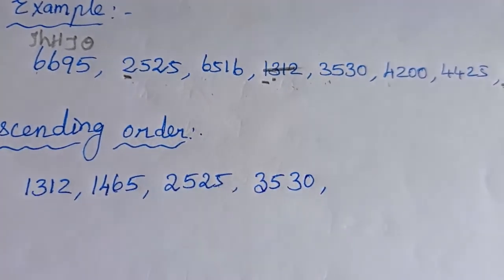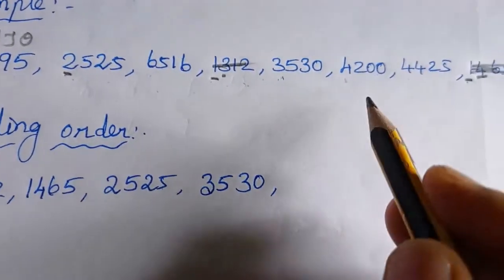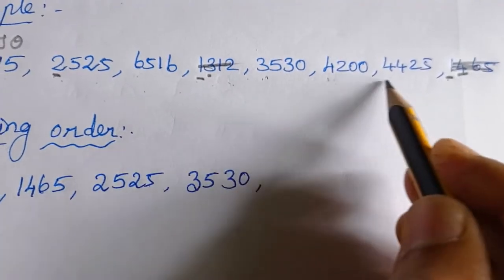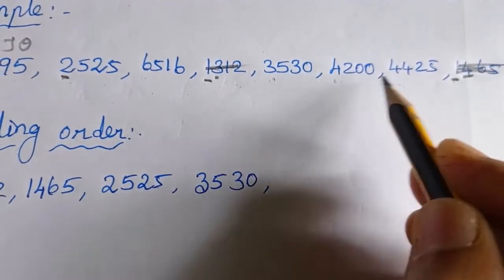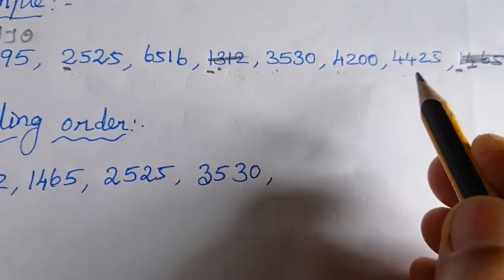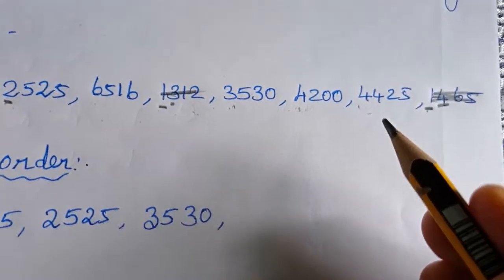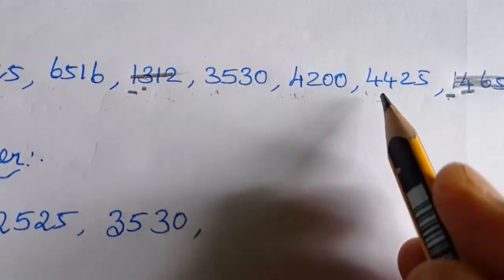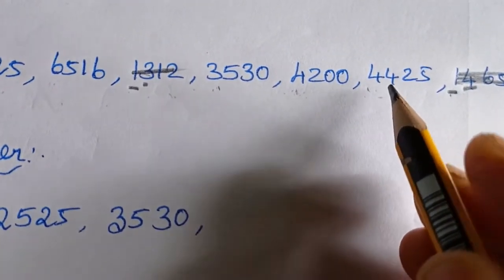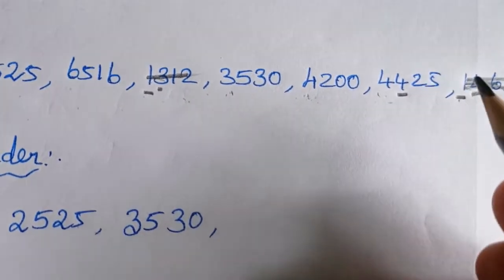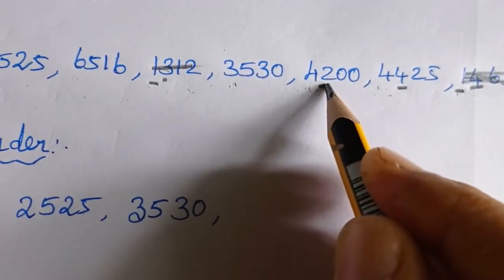3530. Okay, the next 4. But here there are two numbers with the same 1000 place value, 4 and 4. So what do you want to do next? Yeah, check their 100 place values.